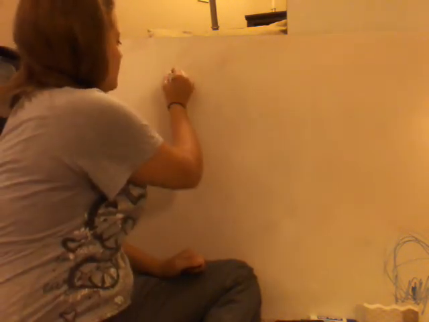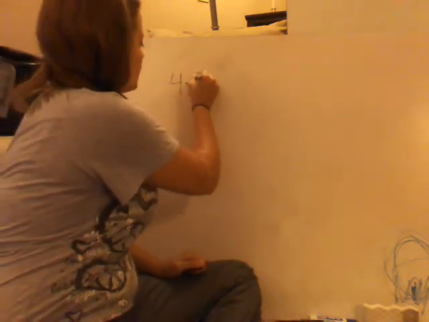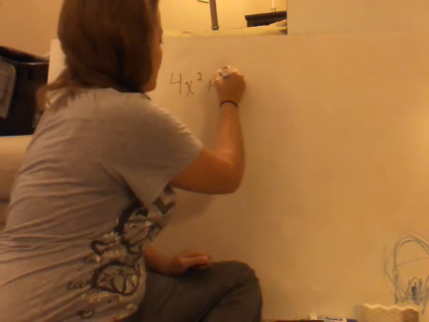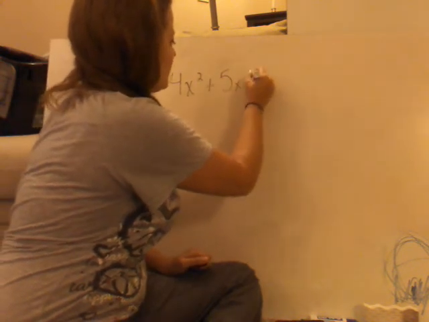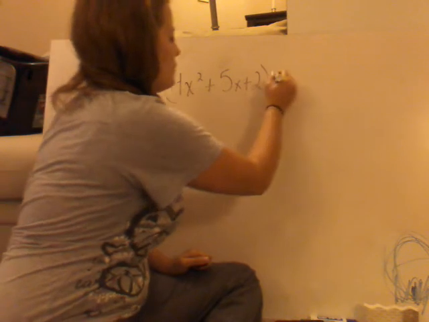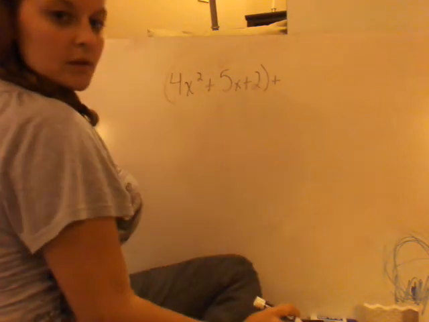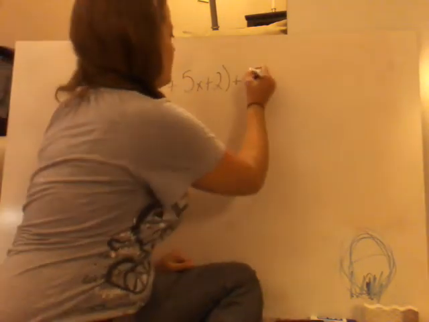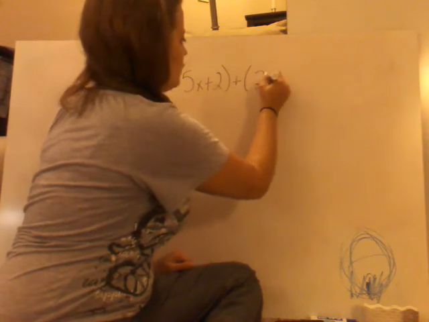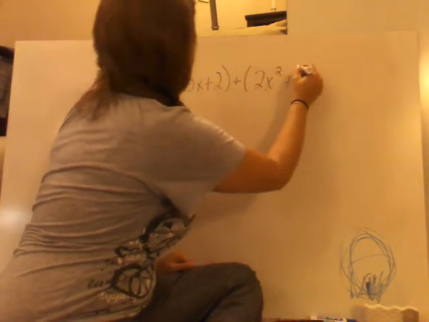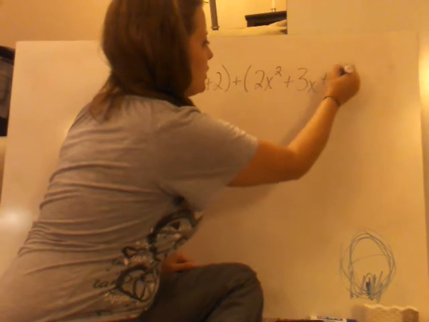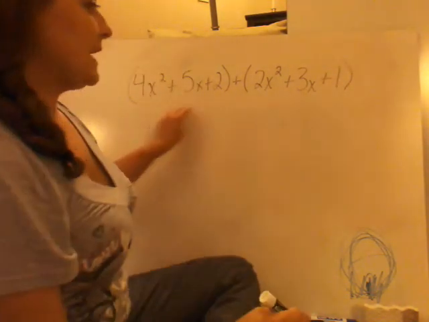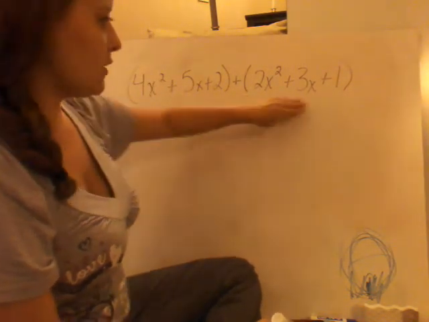Alright, so let's start with adding and subtracting polynomials. So if I have something along the lines of 4x squared plus 5x plus 2 plus, let's see, can you see this? Move it over a little bit. Plus 2x squared plus 3x plus 1, I can add these set together like this.